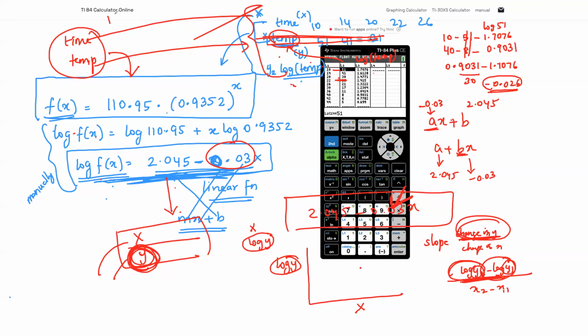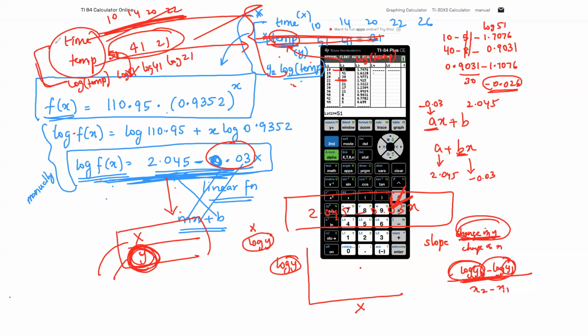Time is given 10, 14, 20, 22. The y value is given as temperature: 51 degrees, 41 degrees, 21 degrees, like that. Now, if you plot this into a semi-log plot, the x values will remain the same, but the y values will be log of your existing values of y, correct? So for the semi-log plot, I'm typing log of the temperature values: log of 51, log of 41, log of 21.